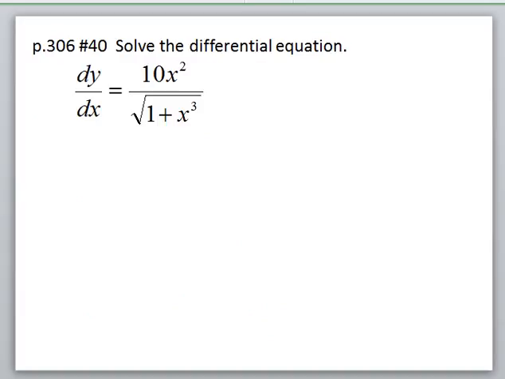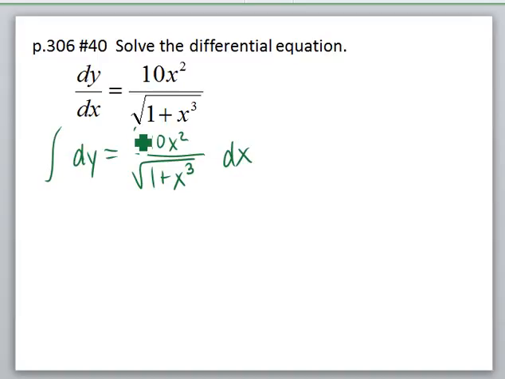Now, this says solve the differential equation. What that is actually saying is that we really have dy equals 10x squared over the square root of 1 plus x cubed, and then we'll write our dx over here. What we're really doing is integrating both sides when we're solving the differential equation. The integral of dy with respect to y would be y equals, and now we're going to integrate this right-hand side. The right-hand side is not easily integrated, so we're going to have to make a u statement.